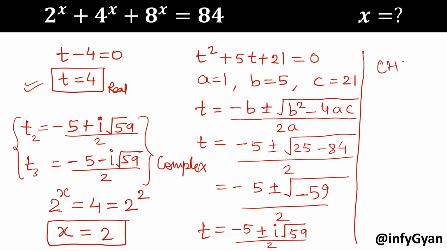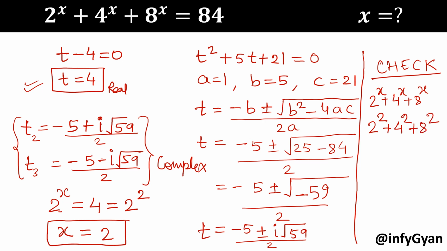Check. Two raised to the power x plus 4 raised to the power x plus 8 raised to the power x, left hand side. So 2 raised to the power 2 plus 4 raised to the power 2 plus 8 raised to the power 2. 2 times 2 is 4, 4 times 4 is 16, 8 times 8 is 64. So it is 4 plus 16, 20. 20 plus 64, 84, which is your right hand side. So the value you have calculated, x equal to 2, is the right answer.